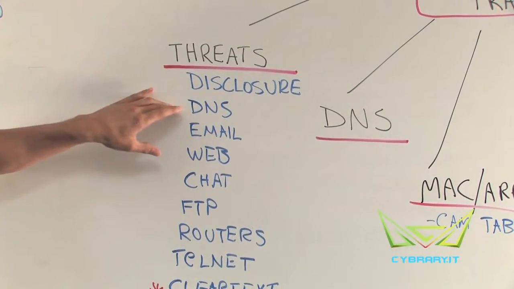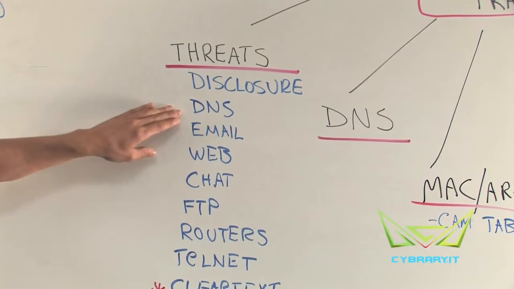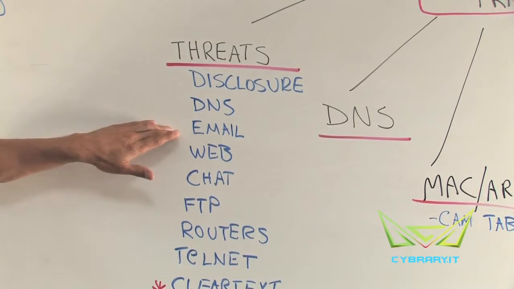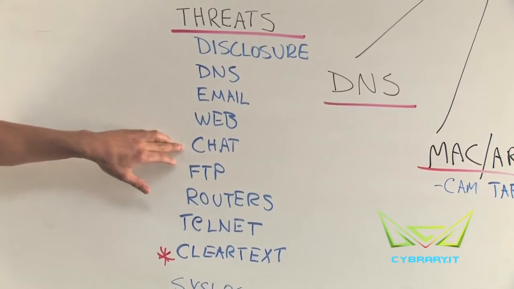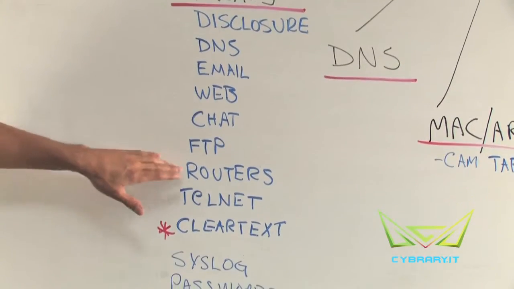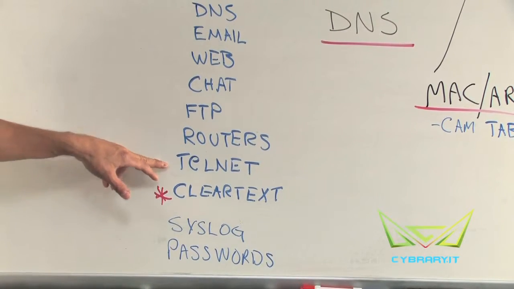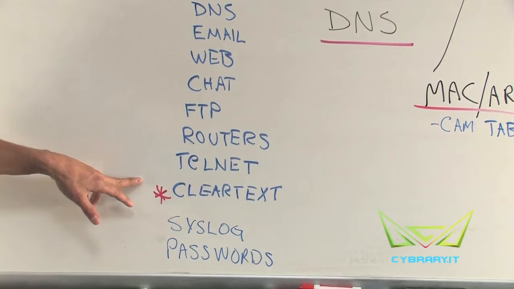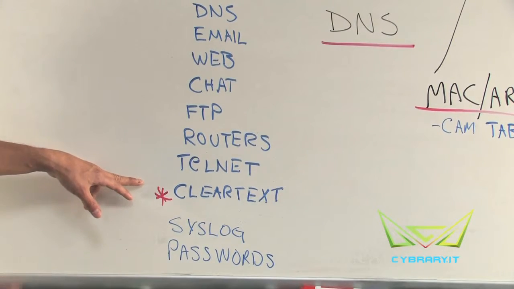Also, the threats. Now, you can summarize most of this into whatever protocol is in play. For example, DNS, or email like SMTP, POP3, or IMAP, or web traffic, or chat, or file transfer protocols, or even router updates, or telnet traffic, if anybody's even still using that. Nonetheless, you can summarize all of that as clear text. Anything that is in clear text has the ability to be listened to. And that's where sniffing comes into play.